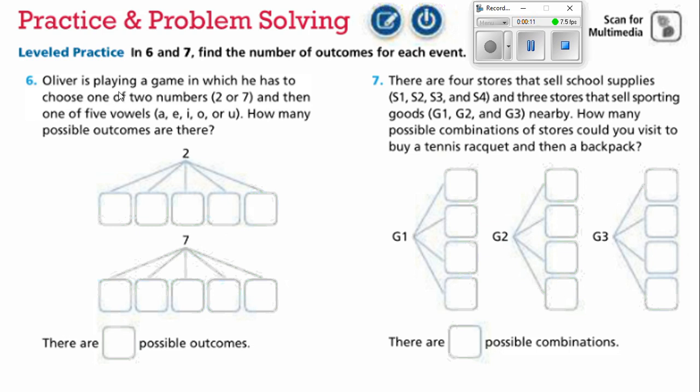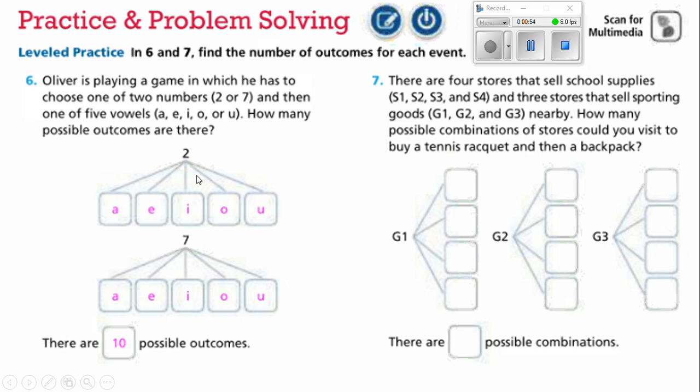It says Oliver is playing a game in which he has to choose one of two numbers, 2 or 7, and then one of 5 vowels, A, E, I, O, or U. How many possible outcomes are there? Well, we know that it's either going to be a 2 or a 7 at the beginning, and then the second one has to be A, E, I, O, or U. And if I was to choose a 7, same thing, A, E, I, O, or U. This gives us 1, 2, 3, 4, 5, 6, 7, 8, 9, 10 possible outcomes.